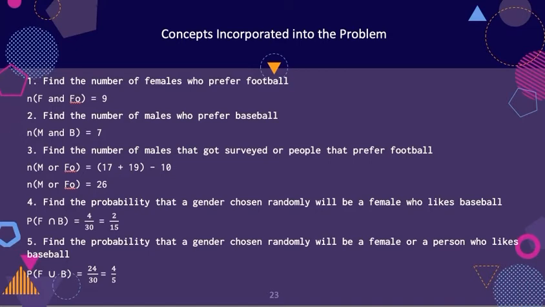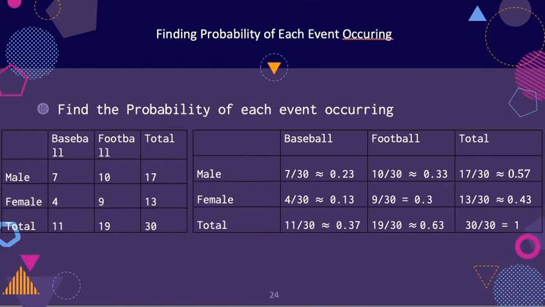The probability that a gender chosen randomly will be a female who likes baseball is 2/15, and the probability that it will be a female or a person who likes baseball is 4/5. If you want to find the probability of each event occurring, it is right here.